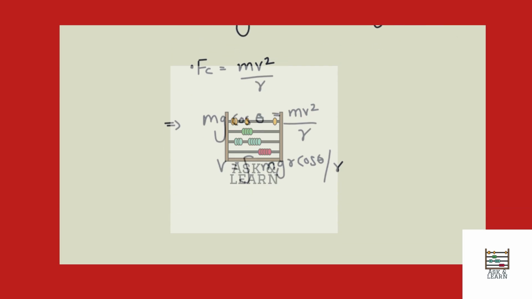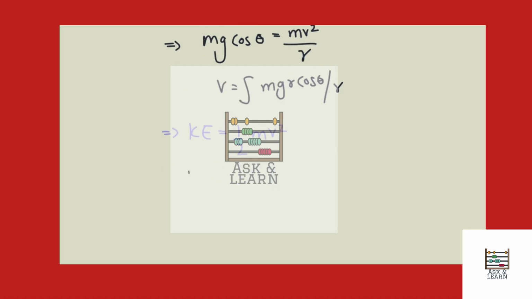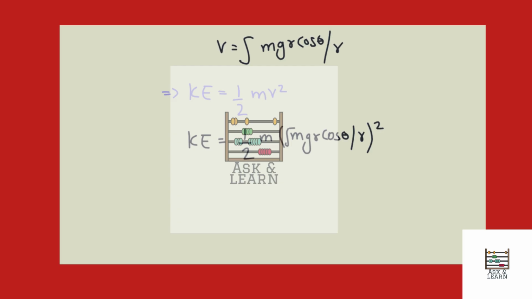Now we can substitute this expression of v into the equation of kinetic energy, which is given as KE is equal to half mv squared, where m is the mass of the ball and v is the velocity of the ball. So kinetic energy is equal to half m into mgr cos theta by r squared. And from here, the kinetic energy of the ball is equal to the potential energy stored in the spring when it is released, and therefore we can set the two equations equal to each other.